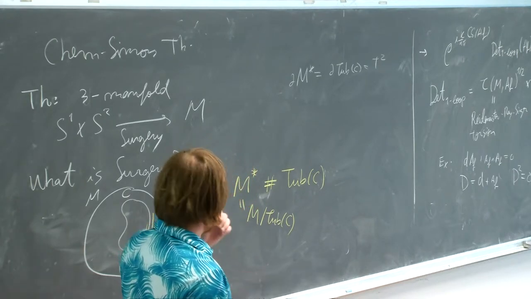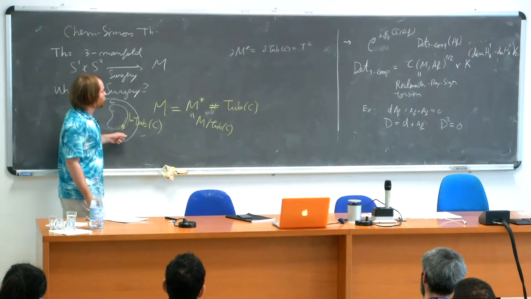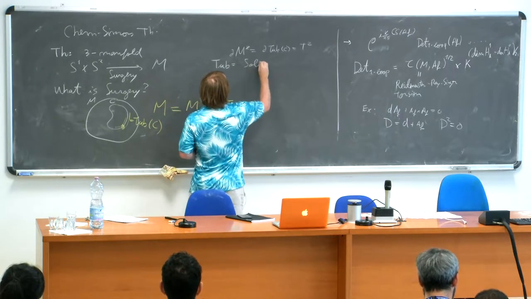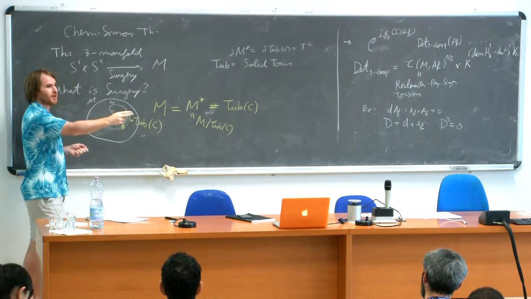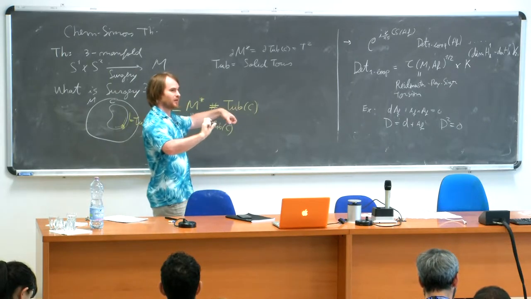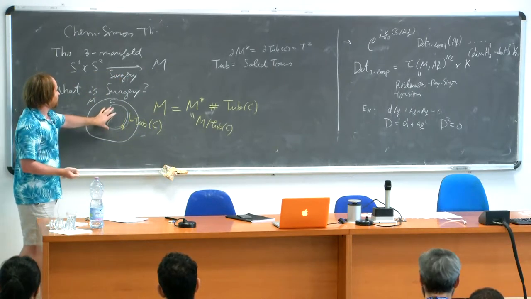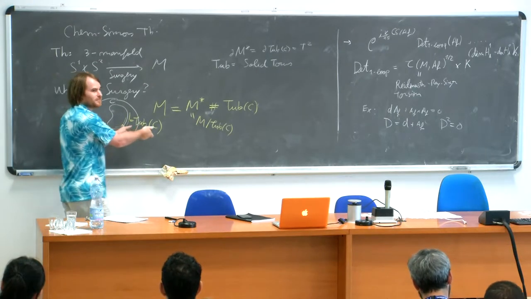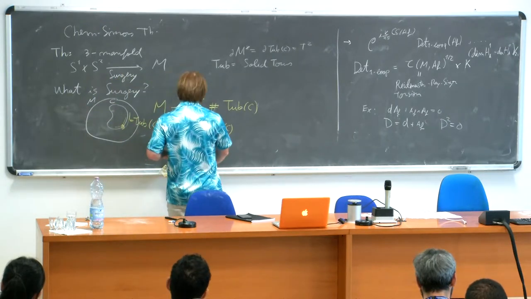So what is this surgery? This tube is a solid torus. Now what you can do, pick the tube, you cut it, make a cylinder, you twist it with some angle and glue it back. Make another tube. And then there's a hole in this M star, and you put that tube back. That's the surgery.